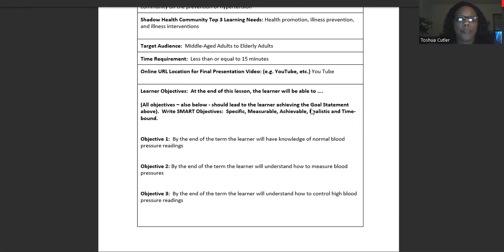Objective number 1, by the end of the term, the learner will have knowledge of normal blood pressure readings. Objective number 2, by the end of the term, the learner will understand how to measure blood pressures. And objective number 3, by the end of the term, the learner will understand how to control high blood pressure readings.